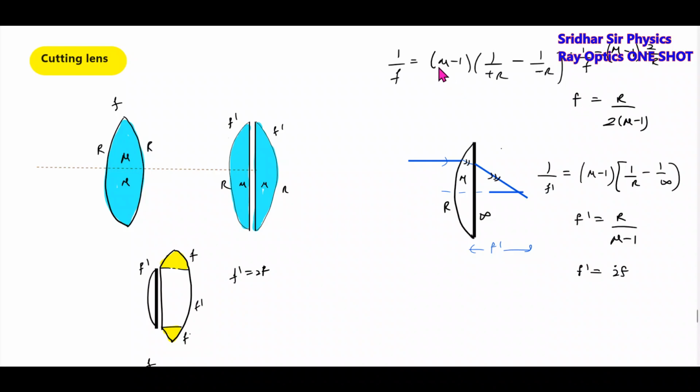According to that, 1 by f equals mu minus 1. The ray will first strike this surface, so the radius of curvature of this will be plus r. The radius of this will be measured opposite to the incident ray, minus r. So 1 by f equals mu minus 1 times 2 by r, or f equals r by 2 times mu minus 1. This is the focal length of this lens.